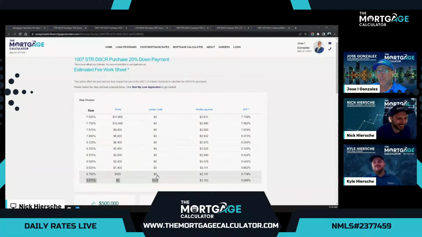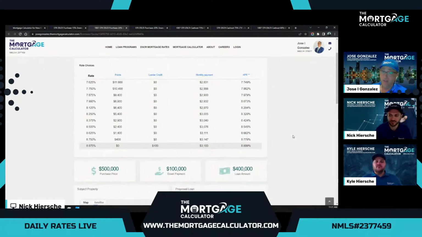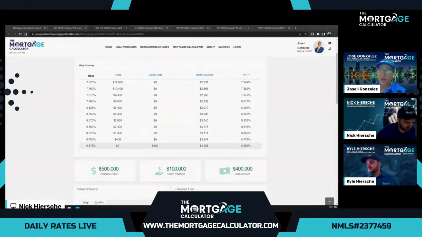So to put this into perspective, conventional rates on an investment property with full documentation, tax returns or pay stubs, W-2s, tax transcripts, whatever DU is going to tell you on that conventional loan, is probably going to be somewhere around 7.25%, 7.5% best case scenario for a purchase.